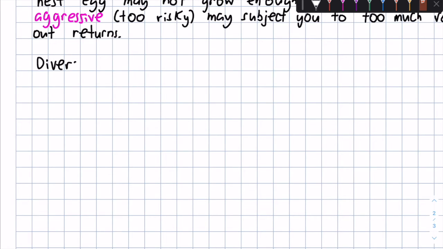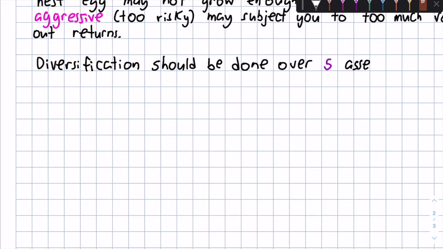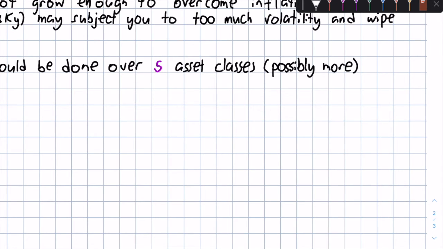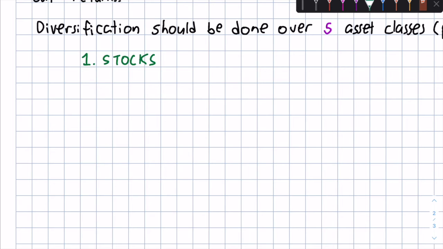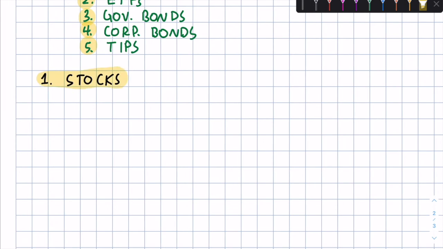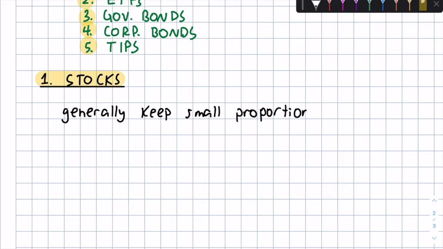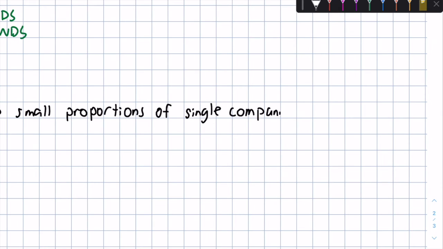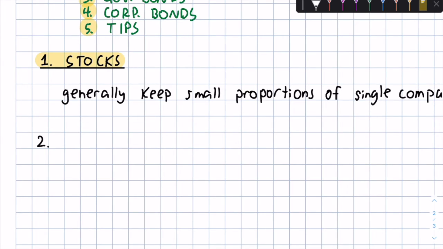Diversification should be done over 5 main asset classes, and there may be a couple more as well. These are the 5 that I've identified: stocks, ETFs, government bonds, corporate bonds, and TIPS, or Treasury Inflation Protected Securities, along with short-term investments, which should be the smallest proportion. The first we're going to look at is stocks. All I'm going to say here is that we generally want to keep small proportions of simple companies that you believe in. If you have 1 or 2 companies you want to hold stock in, that's completely fine.